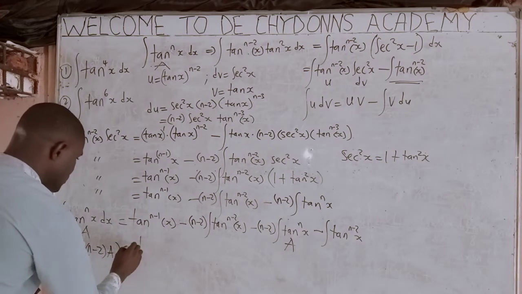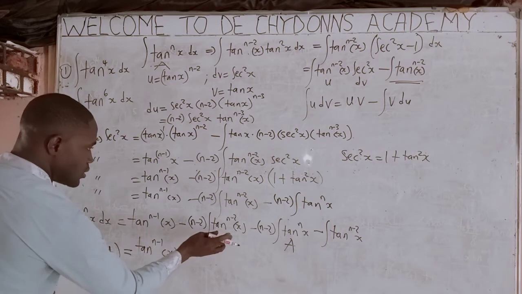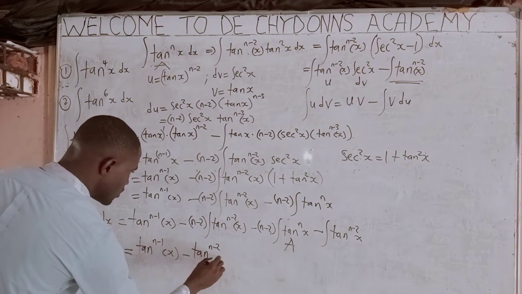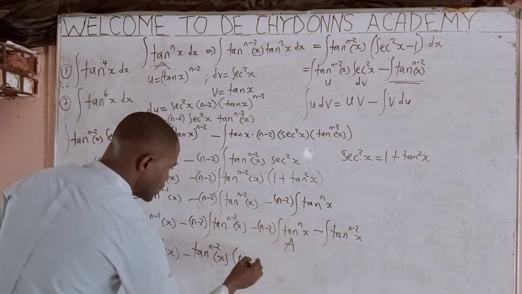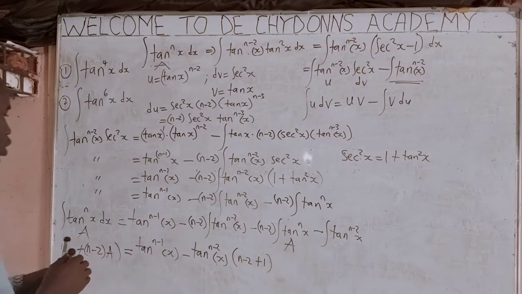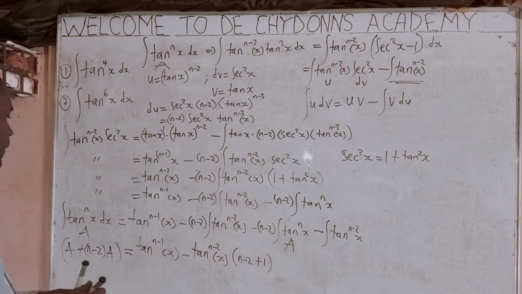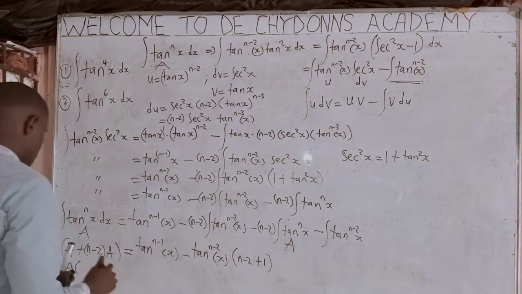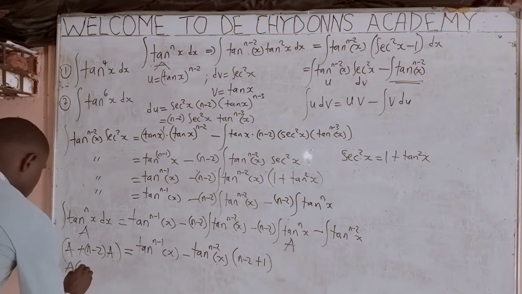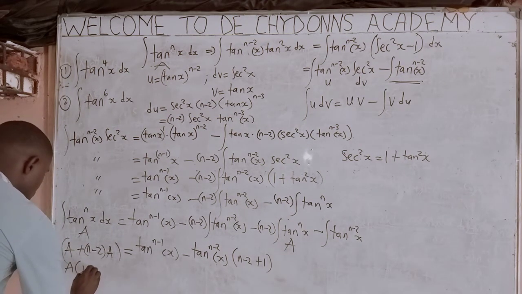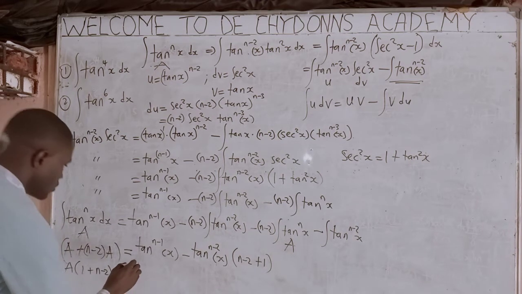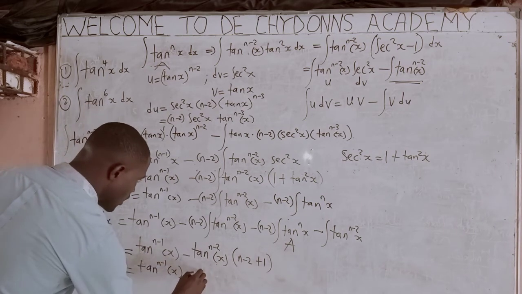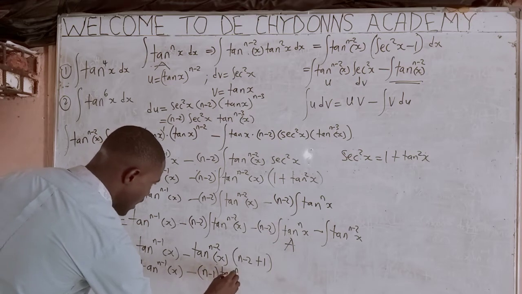Equals to, I'll write tan^(n-1) x, then minus, what do these two have in common? They have tan^(n-2) x in common, bracket (n-2), then here we change to what? Plus 1. Yes, because when you expand, it will give you the same thing. Then finally, if we factorize, we have a bracket 1 plus n minus 2 equals tan^(n-1) x minus, this will be giving you (n-1) tan^(n-2) x.